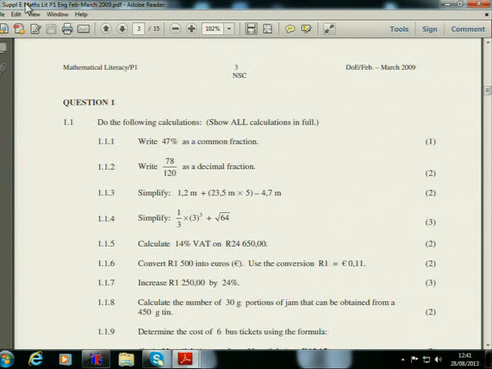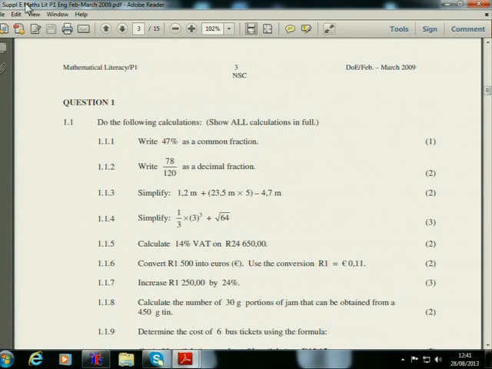If you look at 1.1.1, it consists of 1 mark. As much as it consists of 1 mark, we still have steps that we can follow there for us to write that 47% as a common fraction. Now I know that you have done a lot of these questions through the year, so we are going to start with that question 1.1.1, where you're supposed to write 47% as a common fraction.